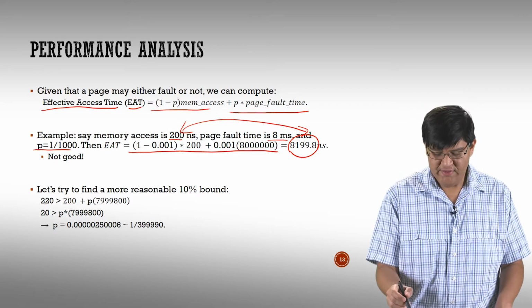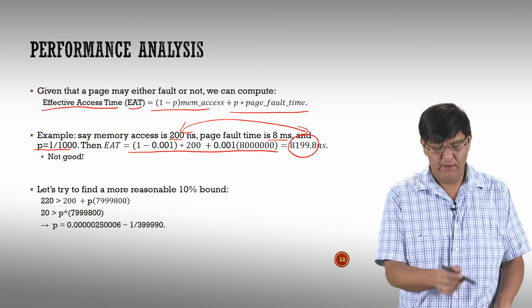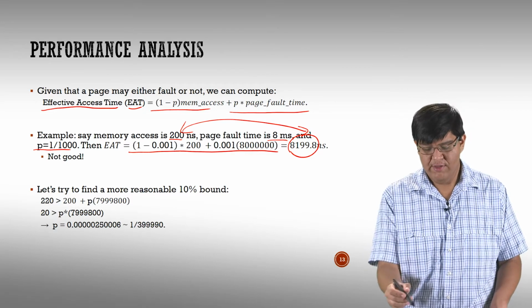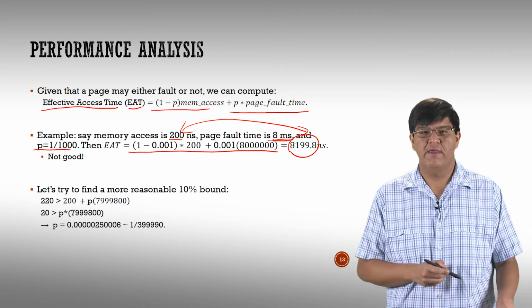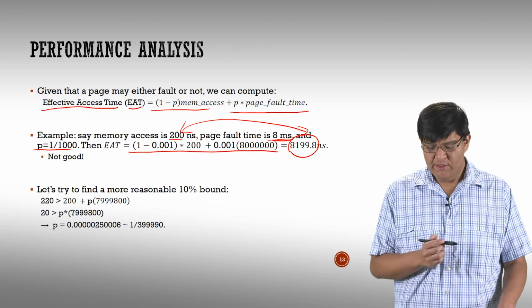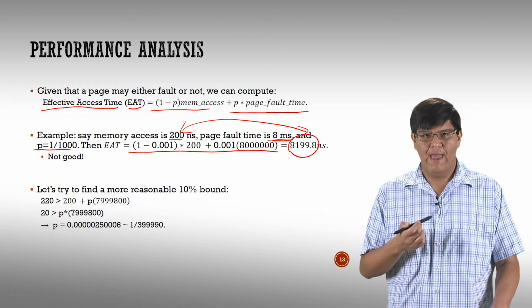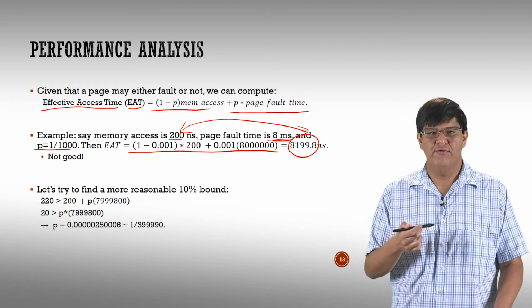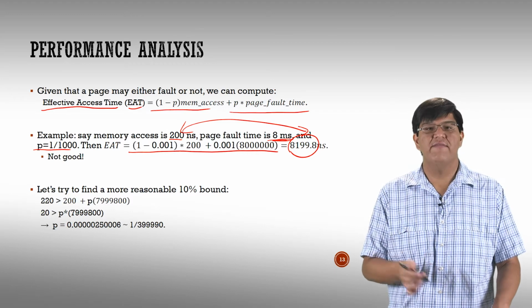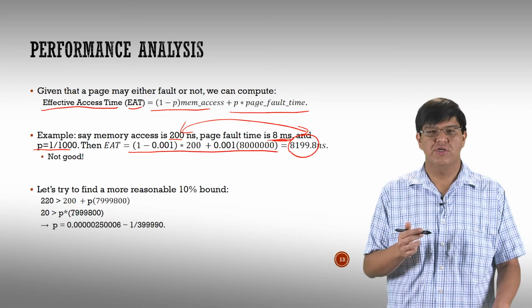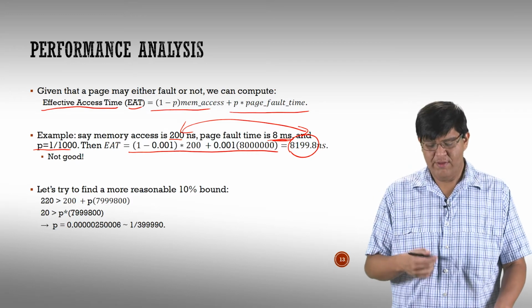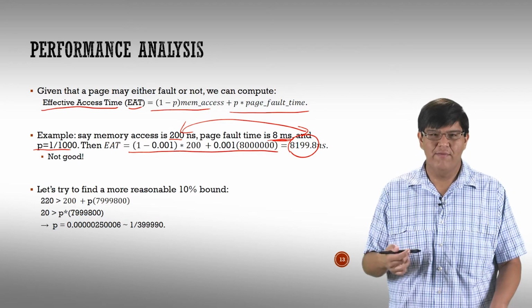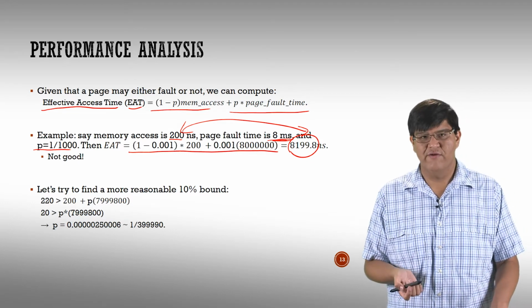Because even though page faults are very infrequent, we're saying they only occur 1 in 1,000 times, the problem is that my page faults take forever. They take 8 milliseconds. So when I do the math, I get this huge average, because every time I have a page fault, it slows down everything else by such a huge margin. This is what we get if we evaluate the formula, but it's not really the answer we want. This is a little bit too slow for us.